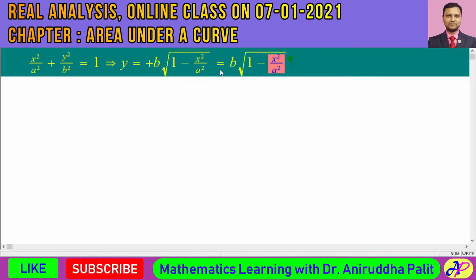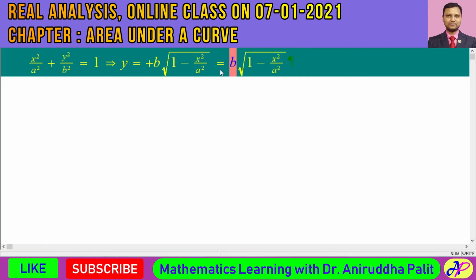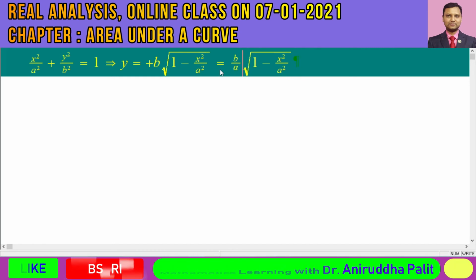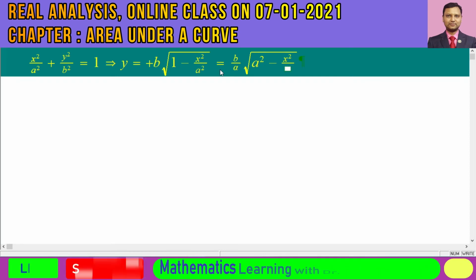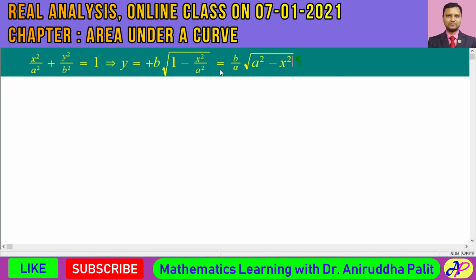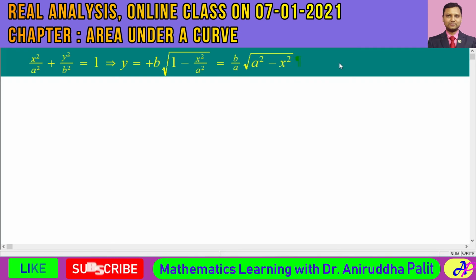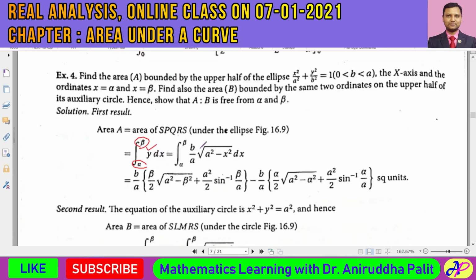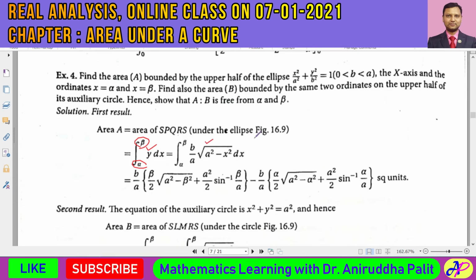If you take the LCM over here, then it would be written as b by a root over of a square minus x square. So we can write it in this fashion: b by a, not alpha, it should be a. Got it? That's why in place of y, they have written this expression b by a root over of a square minus x square.